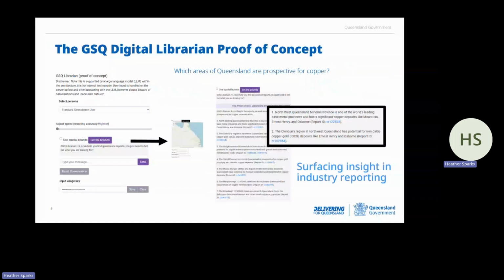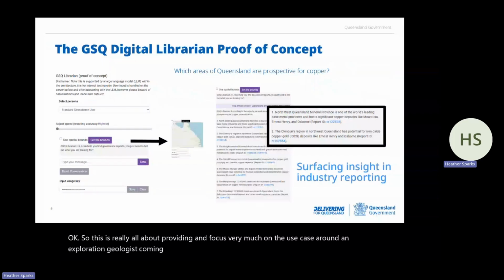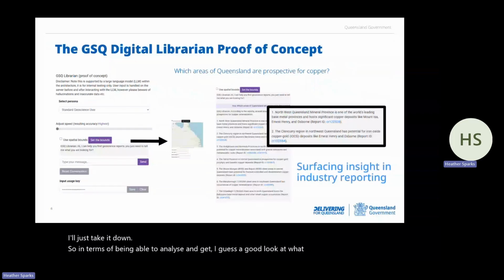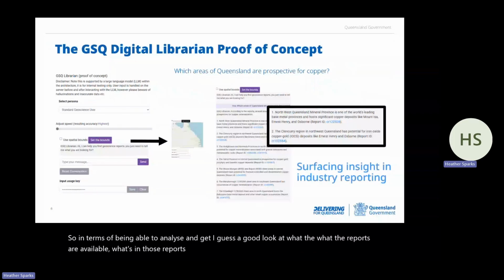Okay, so this is really all about providing, and it's focused very much on the use case around an exploration geologist coming into a new area and having to review a whole heap of reports. I think it's still transcribing. I'll just keep going. Yeah, so in terms of being able to analyse and get a good look at what reports are available, what's in those reports, and interact with that data corpus in a really efficient way.